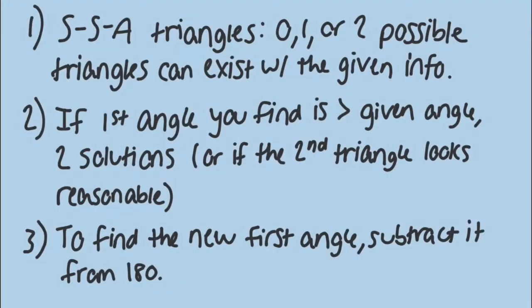Solving triangles with two solutions can be really hard. So try to understand these 3 points, and if you can understand these, then that'll help you get through the whole problem. The first thing is that it's only with side-side angle triangles. With those types of triangles, 0, 1, or 2 possible triangles can exist with the given information.